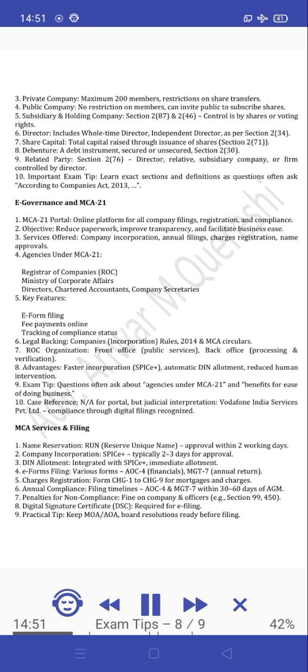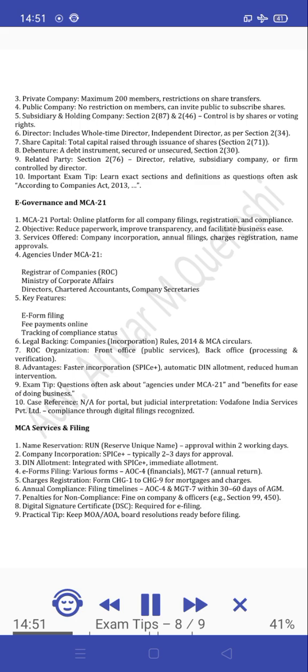7. ROC organization. Front office public services, back office processing and verification. 8. Advantages. Faster incorporation through SPICe Plus, automatic DIN allotment, reduced human intervention. 9. Exam tip. Questions are often asked about agencies under MCA 21 and benefits for ease of doing business. 10. Case reference. NA for the portal, but judicial interpretation: Vodafone India Services Private Limited. Compliance through digital filings recognized.